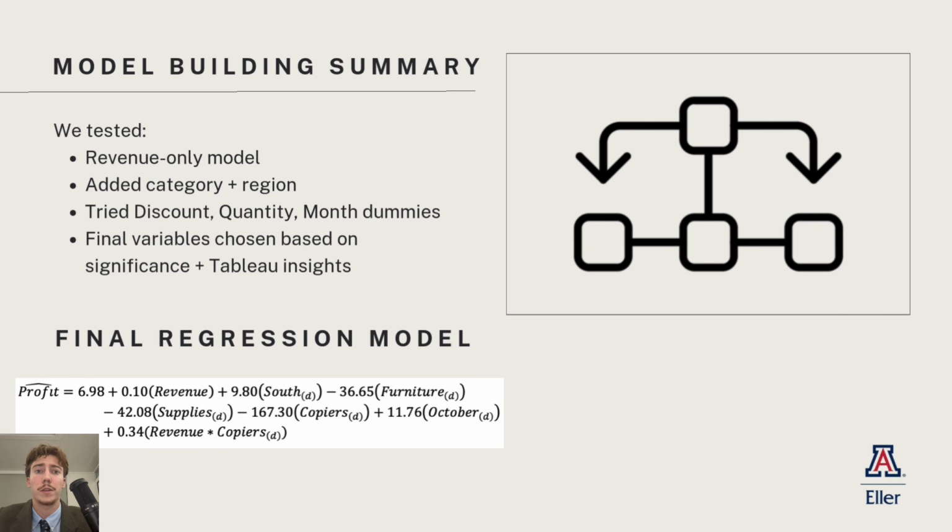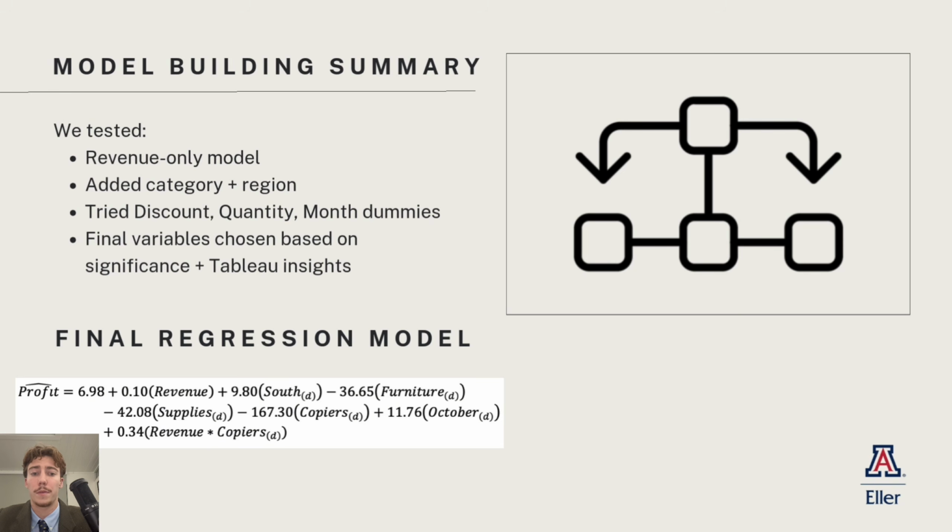For model building, we started with a revenue-only model and then expanded step by step. We added category and region and tested additional predictors like discount, quantity, and month indicators. We selected the final variables based on statistical significance and support from our Tableau findings.